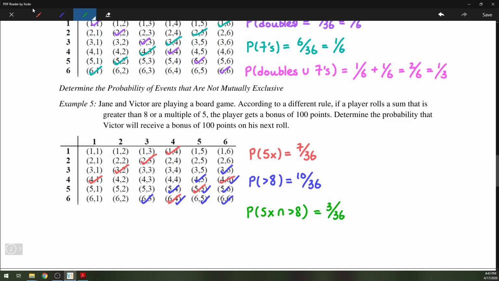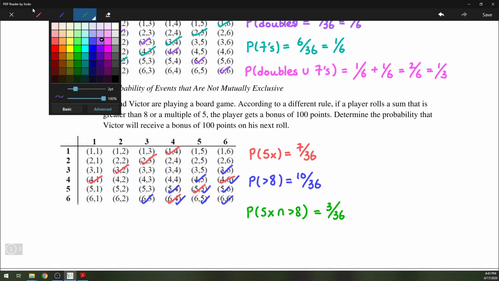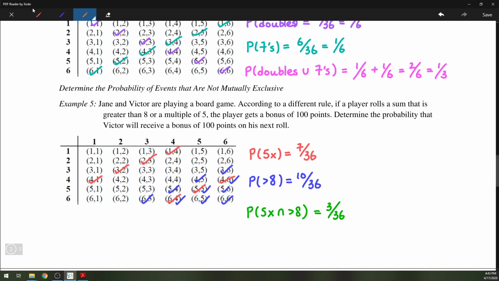And the question asks the probability that Victor will receive a bonus 100 points. So that is the same as calculating the probability of either multiples of 5 or greater than 8. So that will be 5x or greater than 8. And as we saw, the probability formula is the probability of multiples of 5 plus the probability of greater than 8 minus the probability of the intersection.